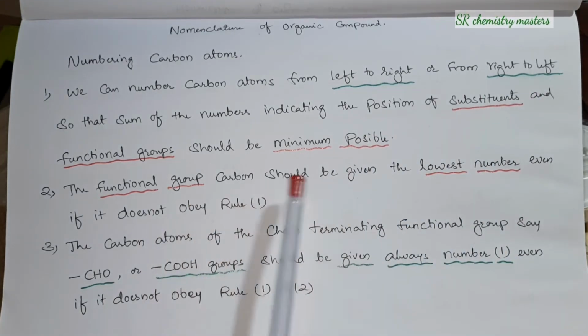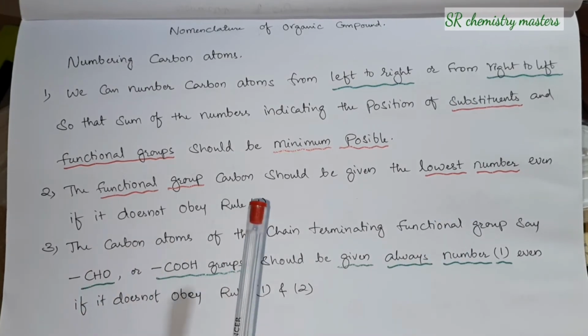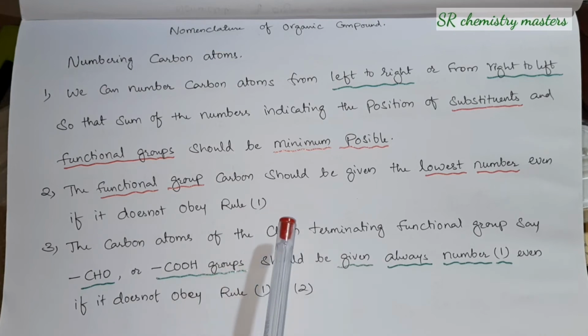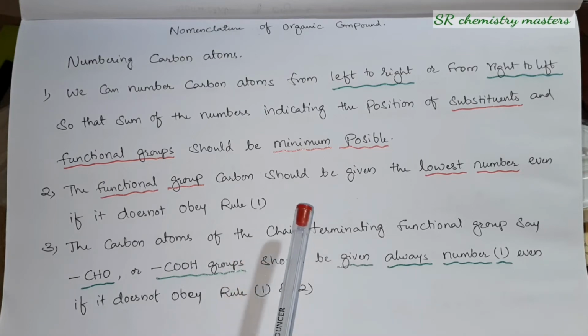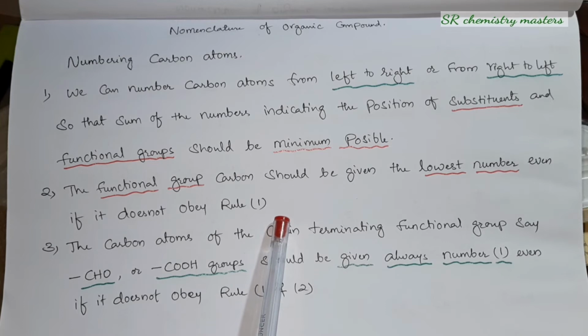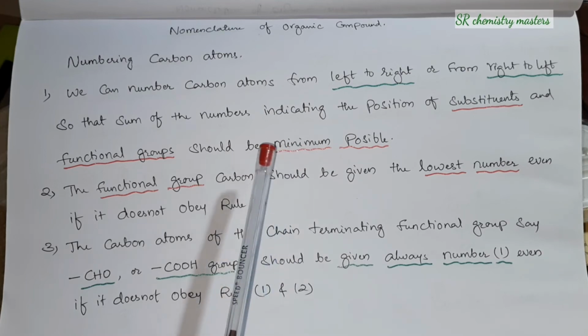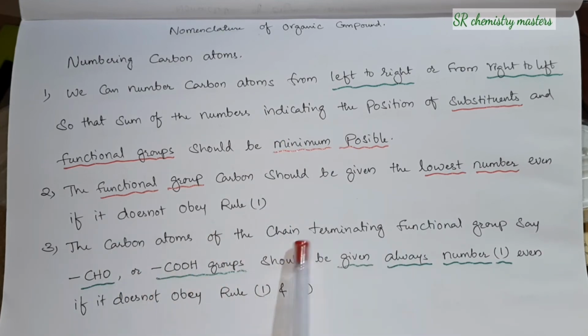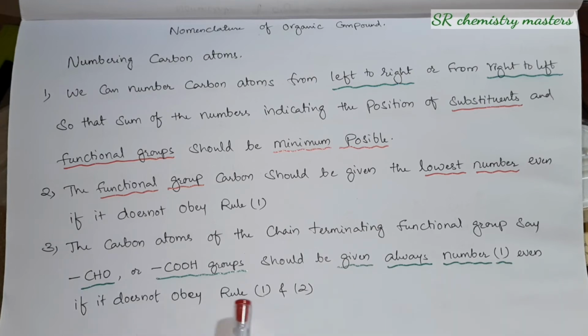The functional group carbon should be given the lowest number even if it does not obey rule 1. Always, if "oic acid" or a COOH group is present in the compound, it should be given the first number, whether or not it follows the lowest possible number. The carbon atom of a chain-terminating functional group, say aldehyde, should always be given number 1 even if it does not obey rule 1 or rule 2. These are the rules to be followed while numbering the carbon atoms.